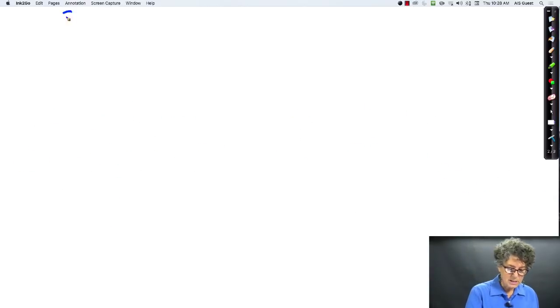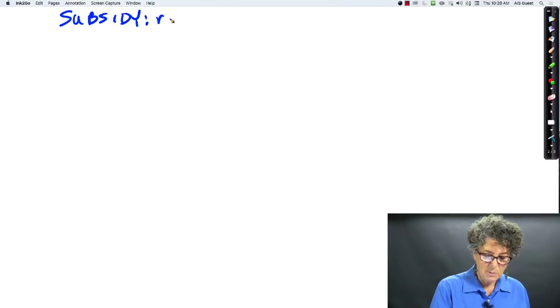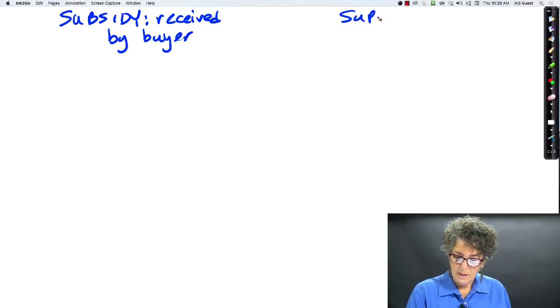And then to show a subsidy, again, we have to think about, is that subsidy received by the buyer or is the subsidy received by the seller? Excuse me. So on the first case on the left, I'm going to have a subsidy that's received by the buyer, and on the right, I'm going to have a subsidy that's received by a seller.